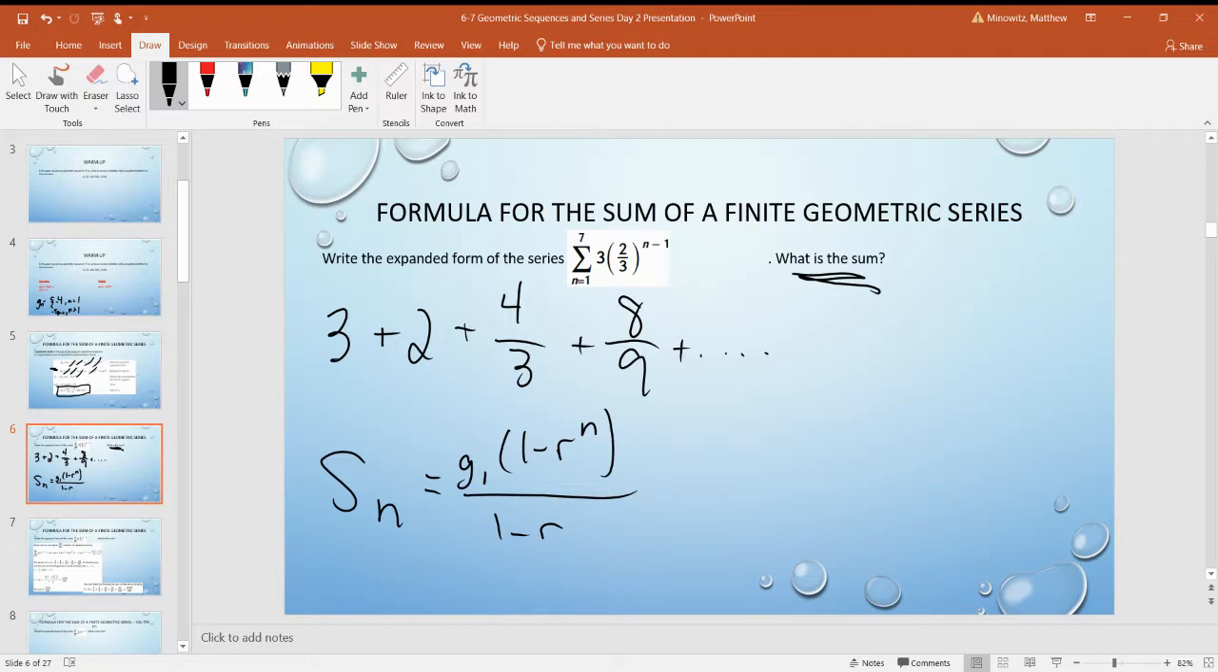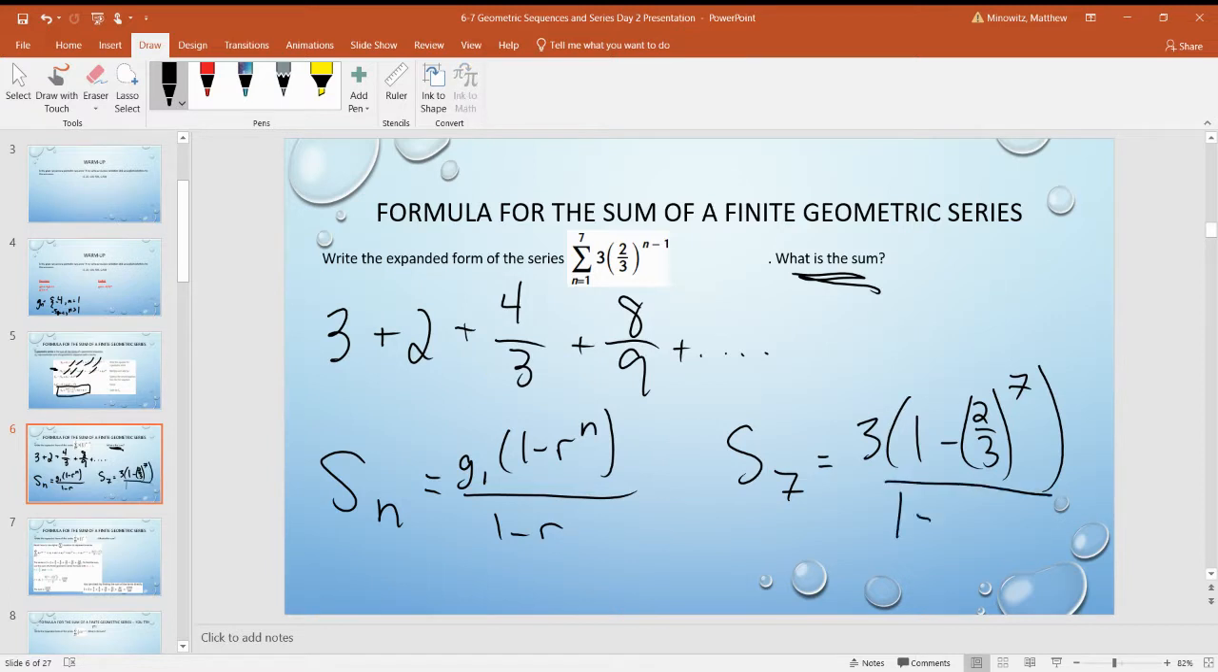Now I have all the details in here. I know the first term is 3, so it's asking the sum of the first 7 terms. First term is 3. My ratio is 2/3. I want it to the 7th power because there's 7 terms, over 1 minus r. And I can put that whole number in my calculator. And I want you to practice using that calculator. A calculator can do this all at once.